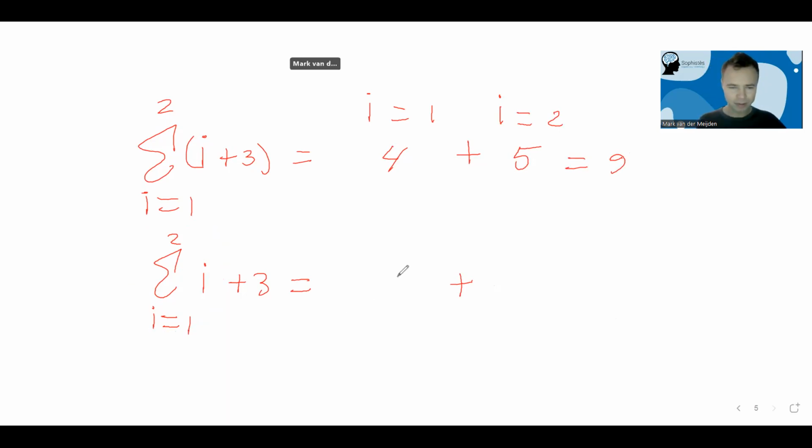But here you first do the summation, and then when you're done, then you add a 3. So you do 1, 2. So that's 3, that's the summation. And then we add a 3. So here we only get 6. So the brackets are important here.